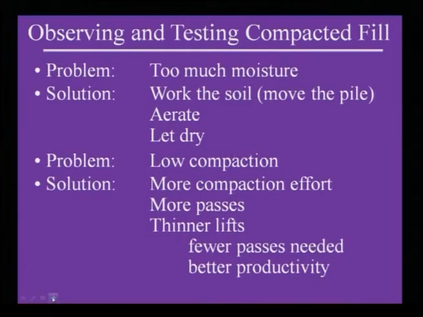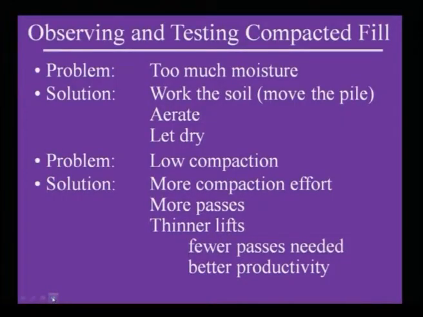Problem: too much moisture. Solution: work the soil, aerate and let it dry. That means if too much moisture is in the soil in the field, the soil has to be worked so that it becomes dry. Problem: low compaction. If there is low compaction, you have to apply more compaction effort by means of rollers or compactors, or more passes, or thinner lifts.